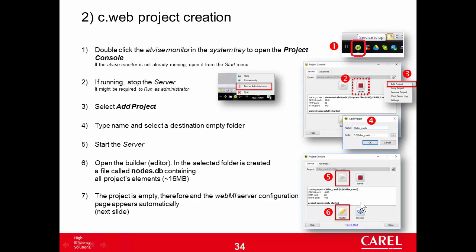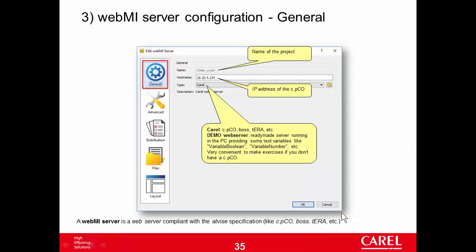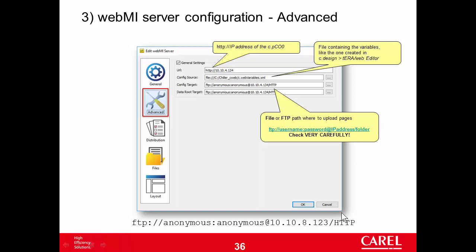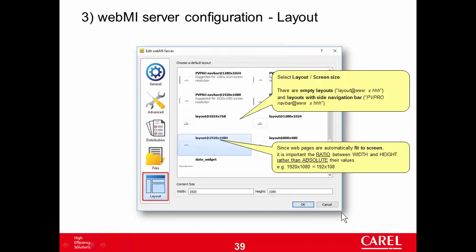Then we have to create a new C.WEB project. Starting from the advisor monitor, double click, open the project console, stop the server if running, add a project, type a folder where to save the file and a name. After that, start the server and we can also start the builder. Now we have a new project. The system automatically starts the configuration of the web server with the five steps that we just saw. So that's all for the first exercise.